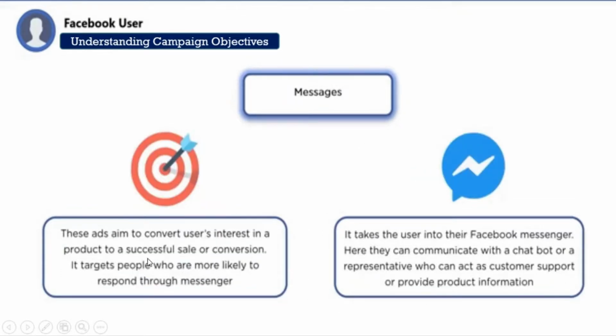So messages. This ad aims to convert users' interest in a product to a successful sale or conversion. It targets people who are more likely to respond through Messenger. So there are many people who stay on Messenger who would like to respond. So you take advantage of that. It takes the user into their Facebook Messenger. Here they can communicate with a chatbot or a representative who can act as customer support or provide product information.